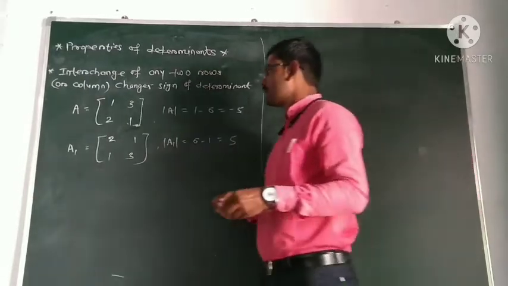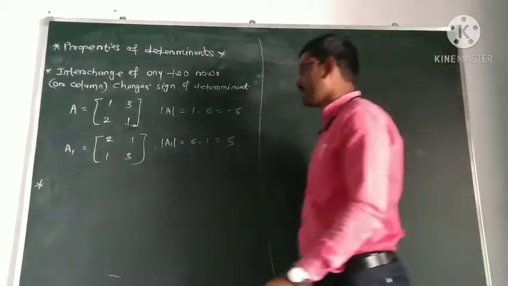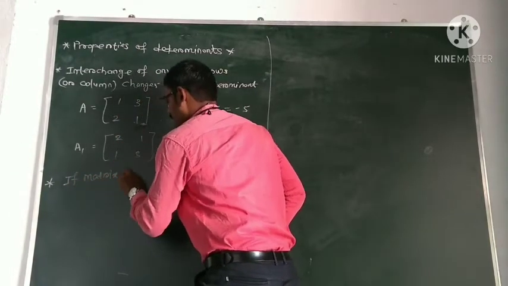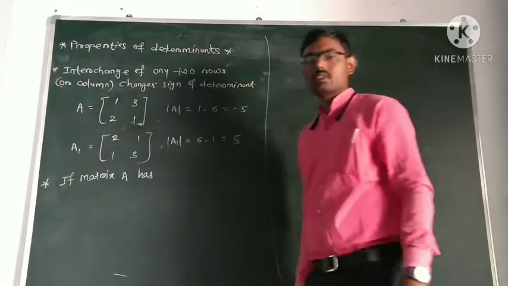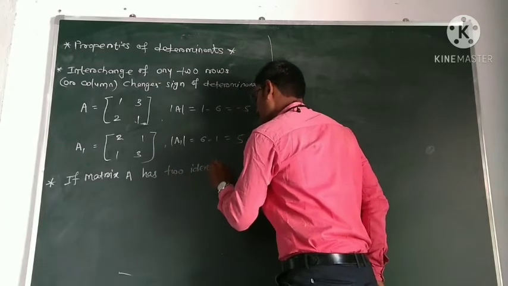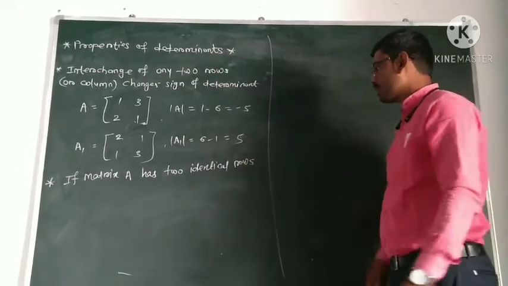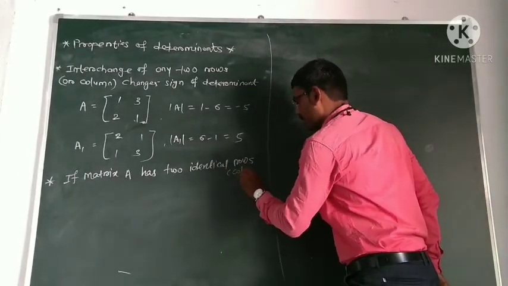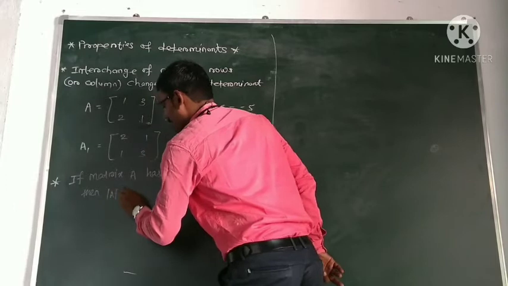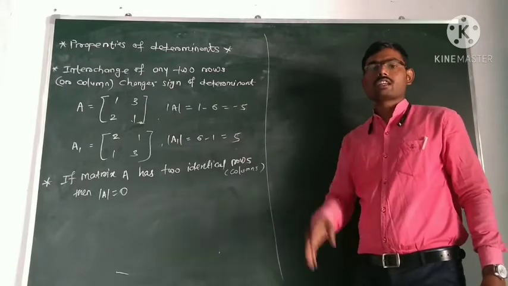Okay. The next property is also an important property. If matrix A has two identical rows or columns, then the determinant of the matrix is always equal to 0. If a matrix has two identical rows, then the determinant of the matrix is always equal to 0.